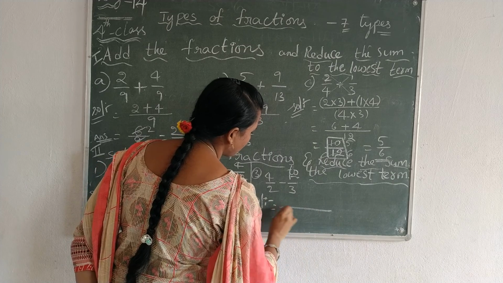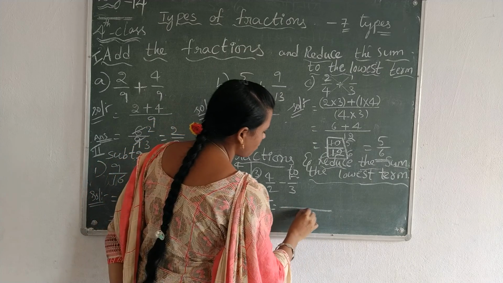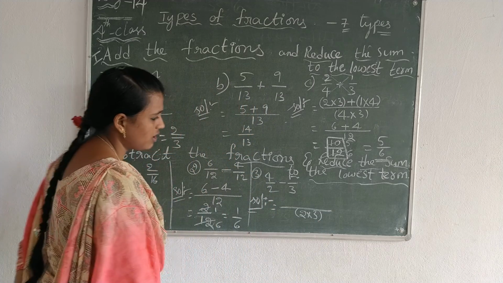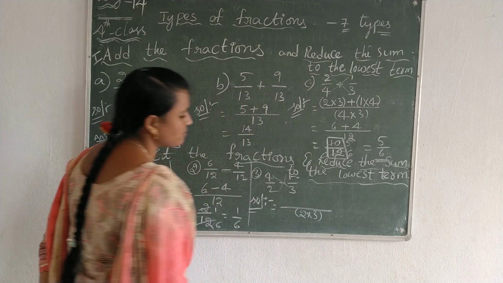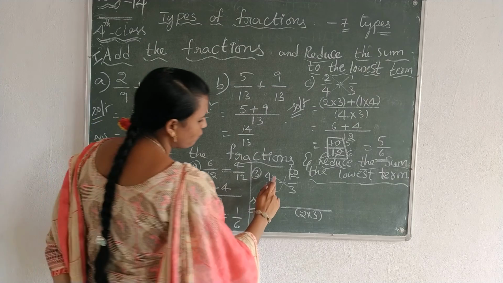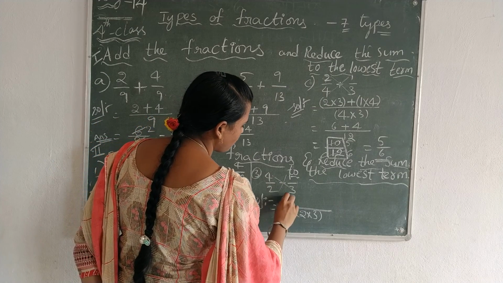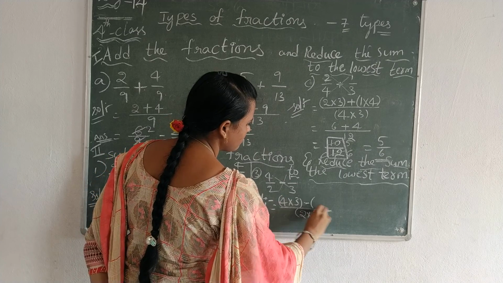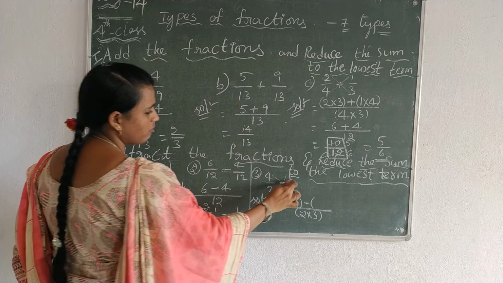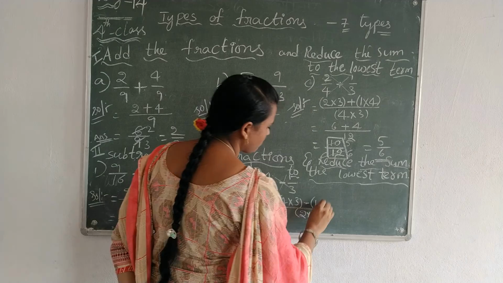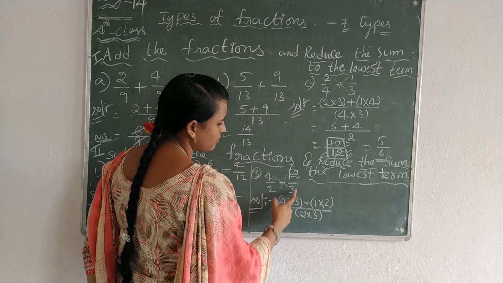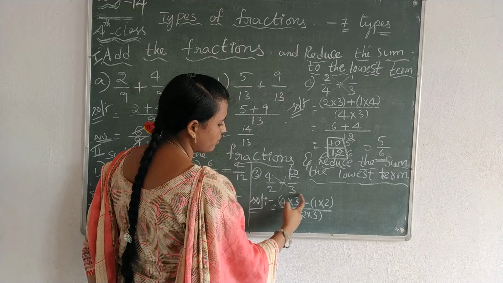First take the denominators, write the two denominators: 2 into 3. Okay, let's do the cross multiplication here: 4 into 3 minus 1 into 2, divided by 2 into 3.